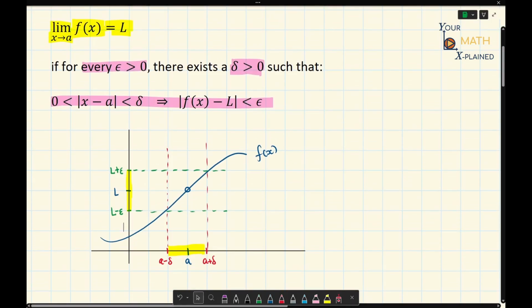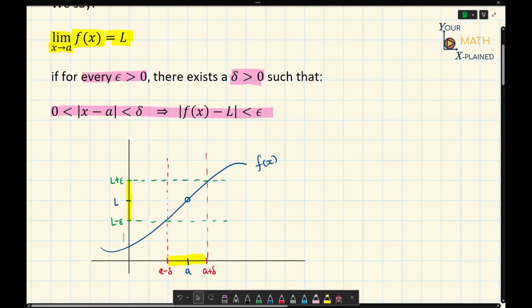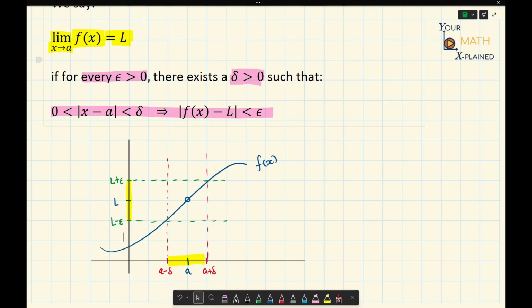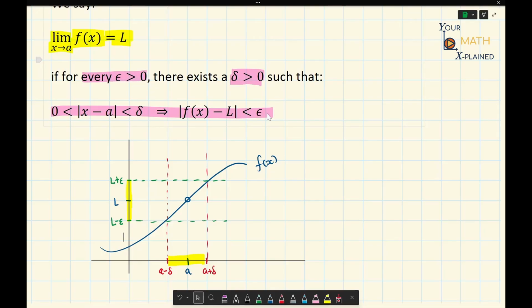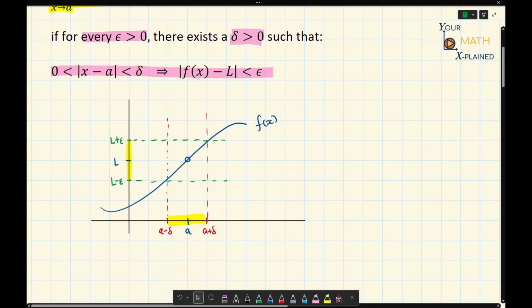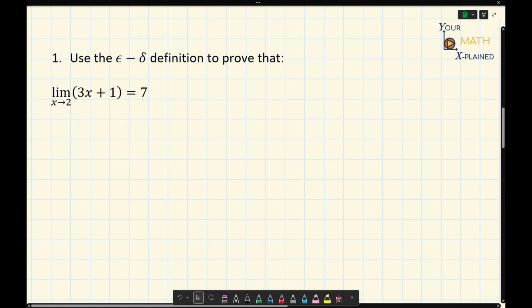So in essence, you can almost think of this as a game. In order for the limit to exist, it doesn't matter what value you select for epsilon, we must be able to come up with a value for delta so that this is true. And this delta is going to be a value based on epsilon, and we get to construct it. So let's take a look at what that means through our first example.